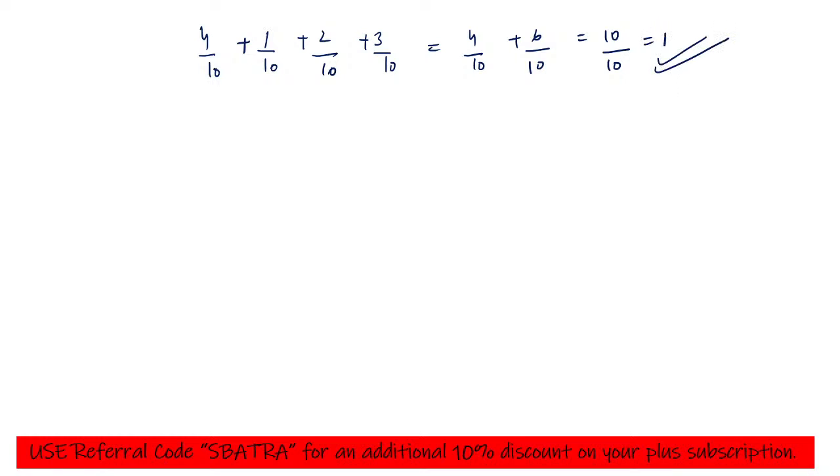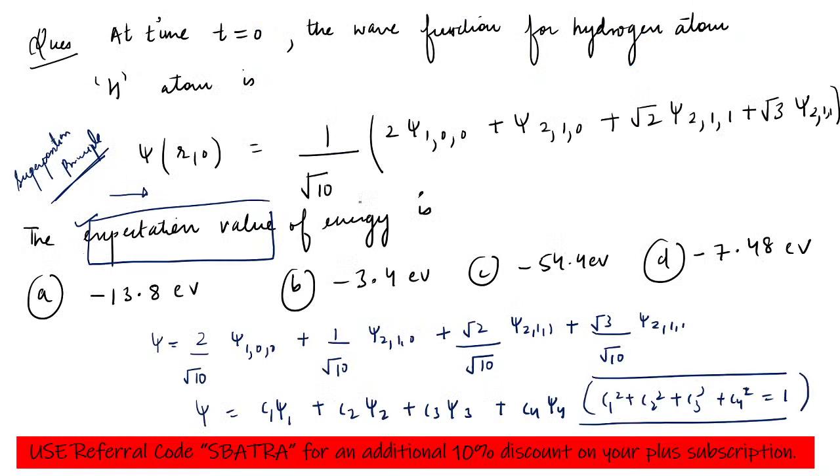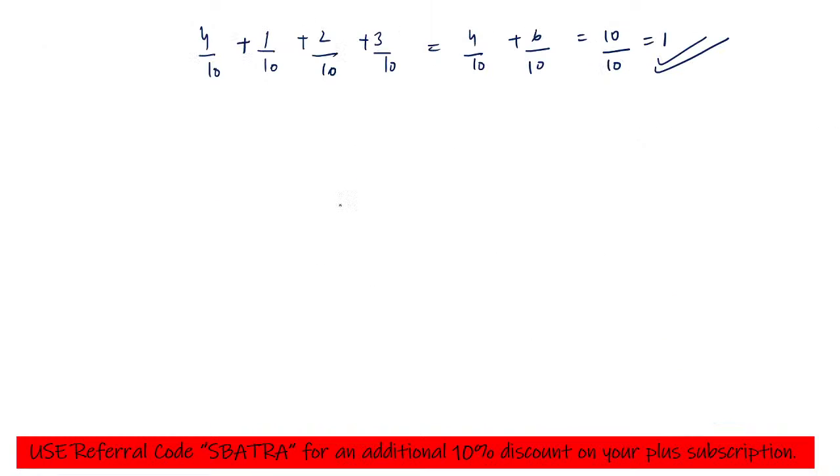If this function is normalized, how can we find the expectation value of energy? We need to find the expectation value of energy, right? So we write it this way: the expectation value of energy, or average value of energy, is P1 E1 plus P2 E2 plus P3 E3 plus P4 E4. So now we need to find P1, P2, P3, P4, E1, E2, E3, E4.